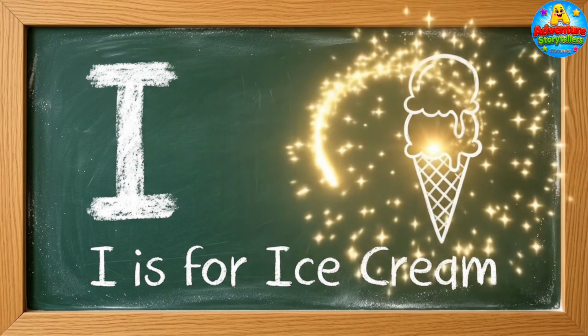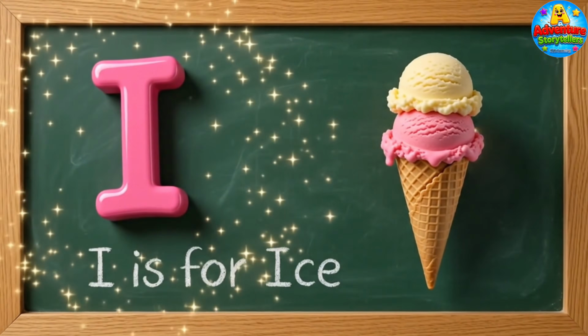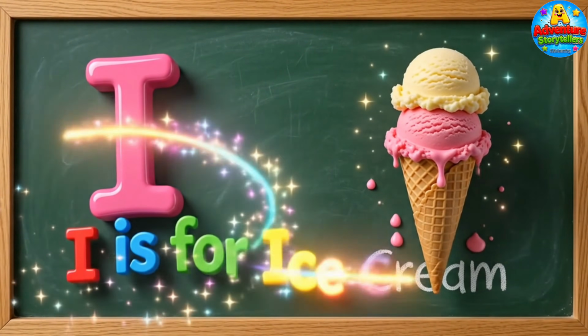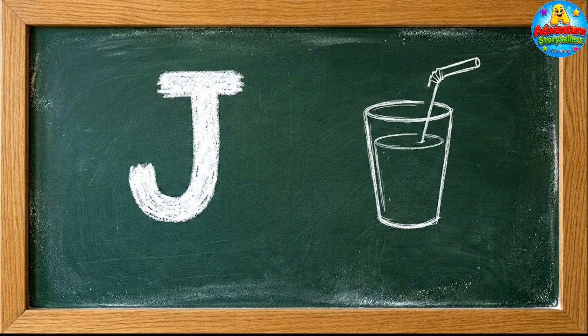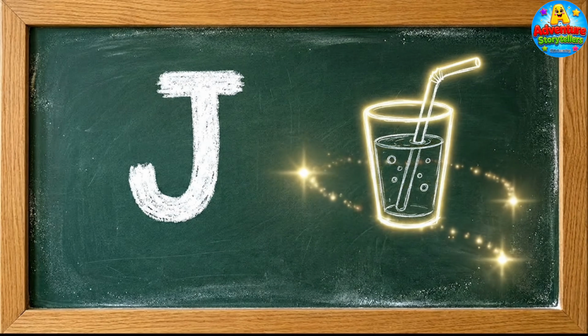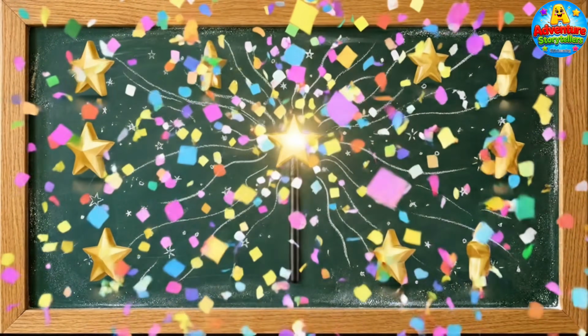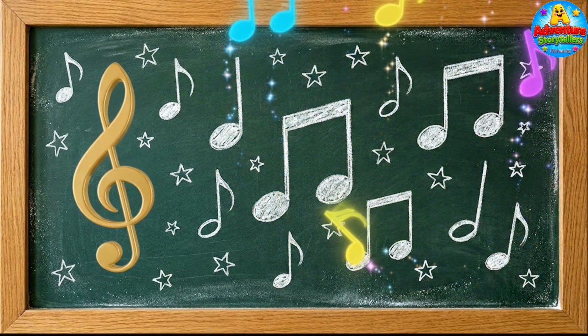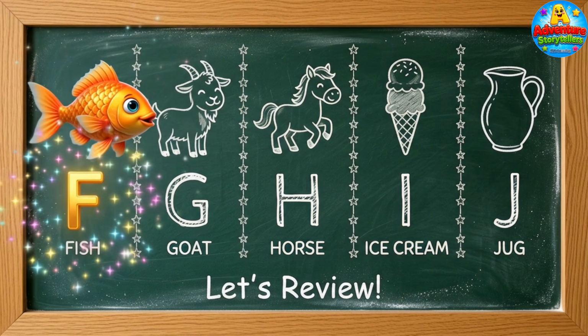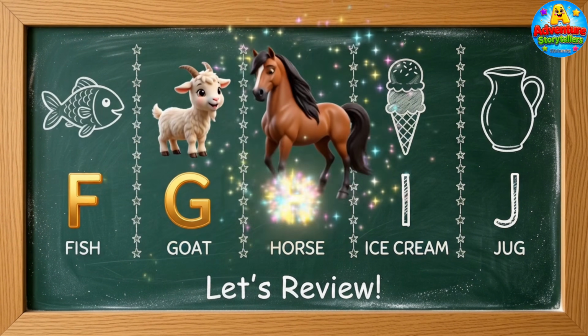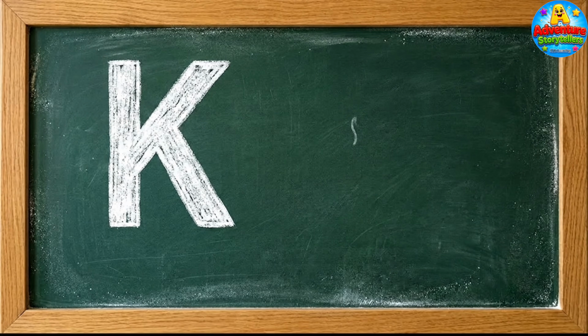I is for ice cream. Ice cream. J is for juice. J, juice. F, G, H, I, J. Clap with me. F, G, H, I, J. Yay, yay, yay.